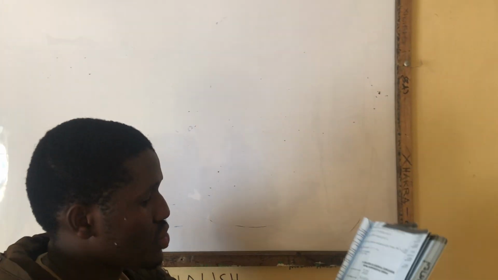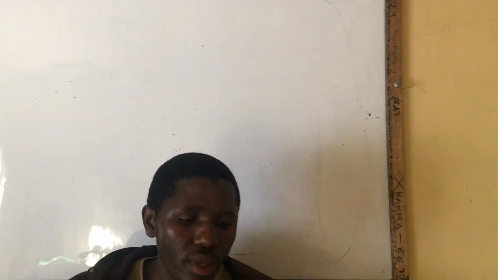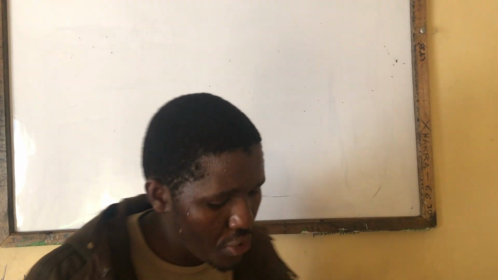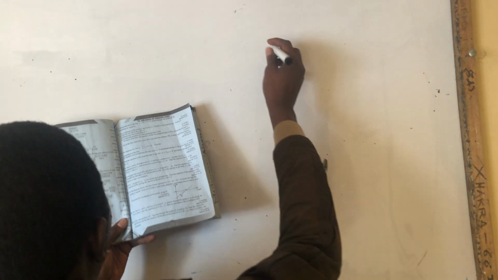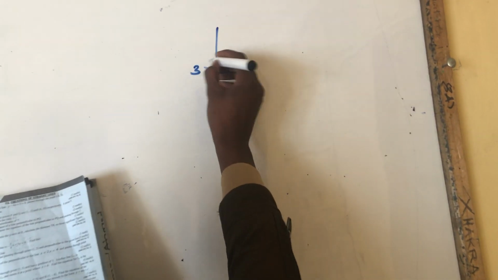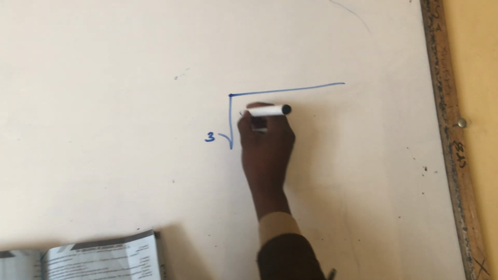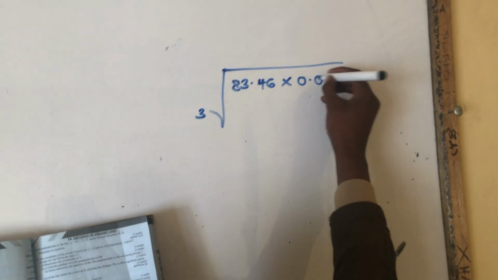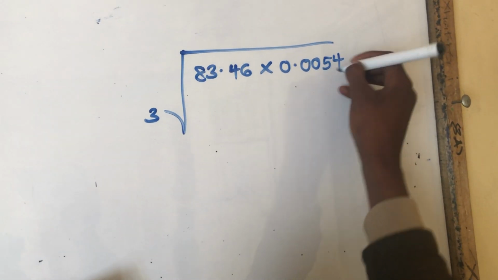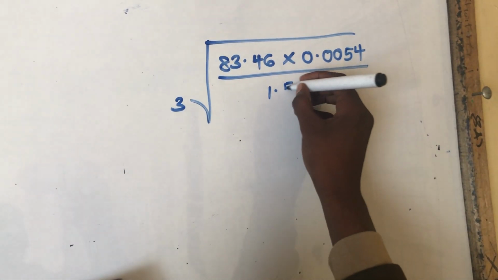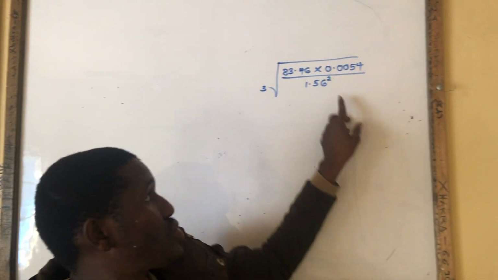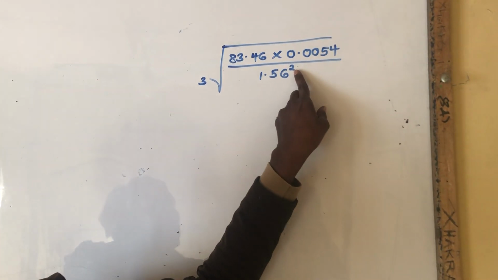I wish to take you through this one here. So this time round, I want to take you through an example involving powers. We have got the cube root of 83.46 times 0.0054 divided by 1.56 squared. I'm picking this example in particular just to expose you to the questions that would involve powers.